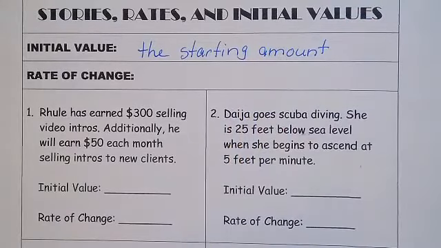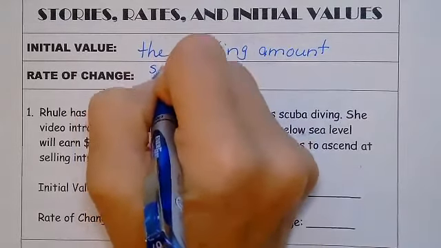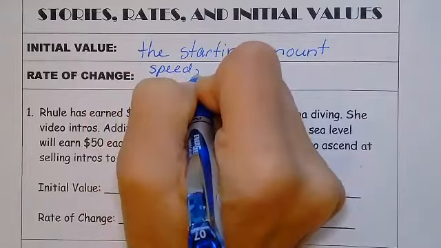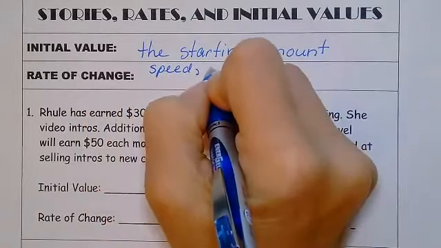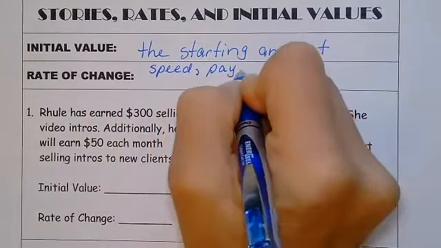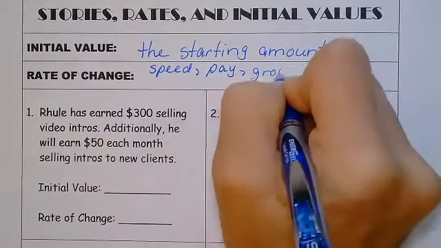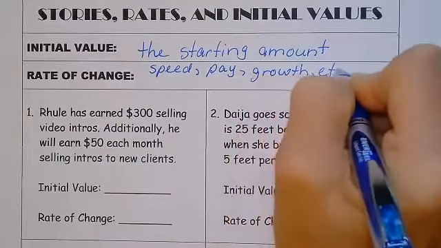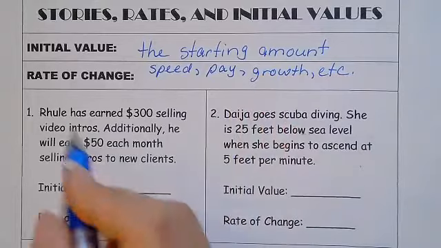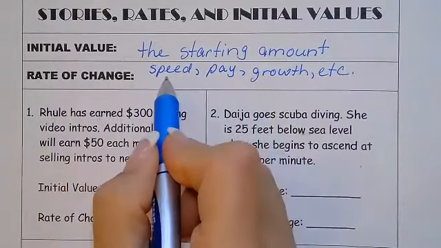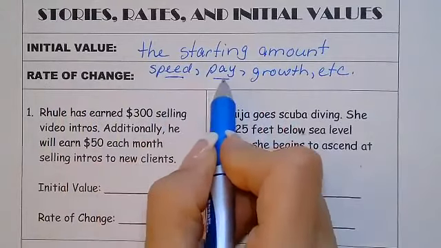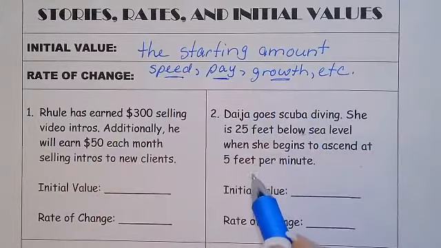The rate of change can be represented different ways. So it can be the speed, money per hour, growth per year, a rate of change. So we're going to do speed, pay, growth, etc. So it's showing a rate of change. So speed changes, pay can change, and growth can change.